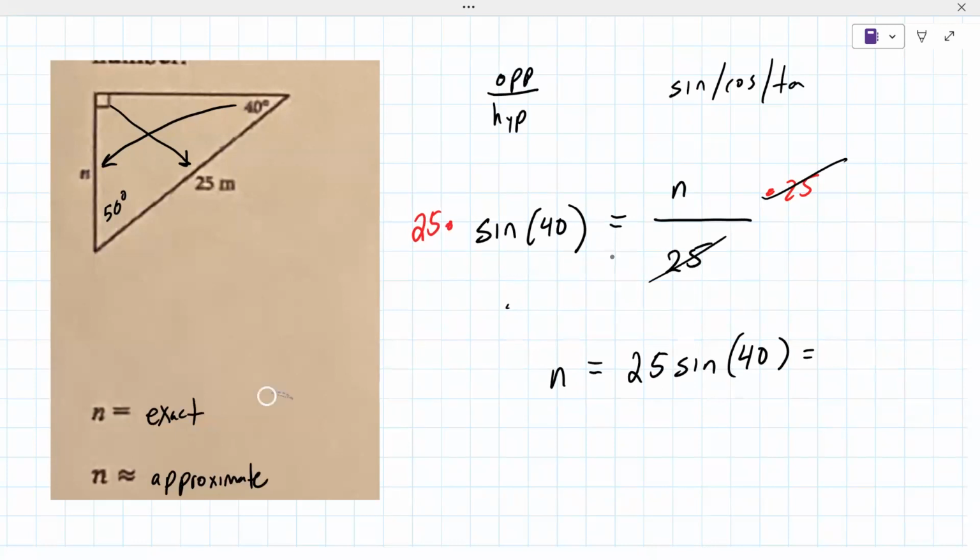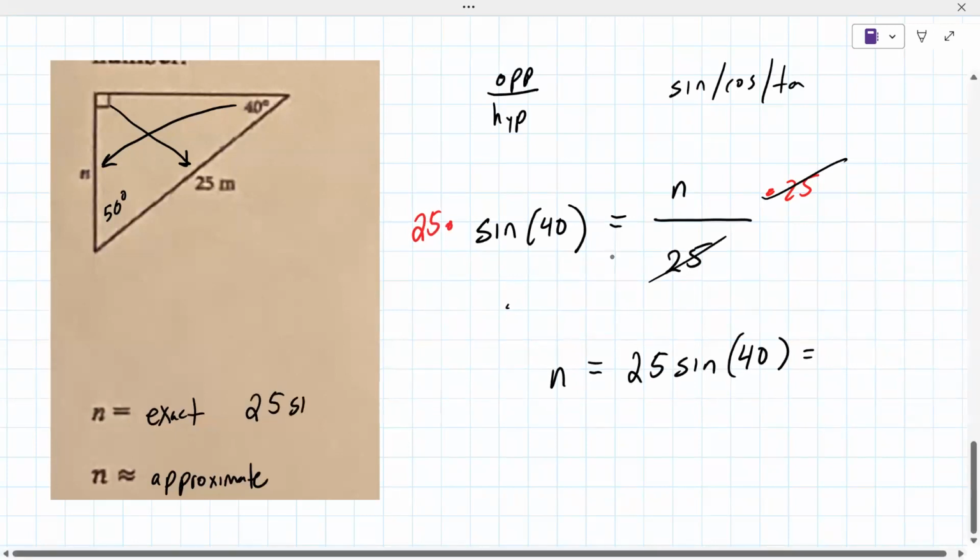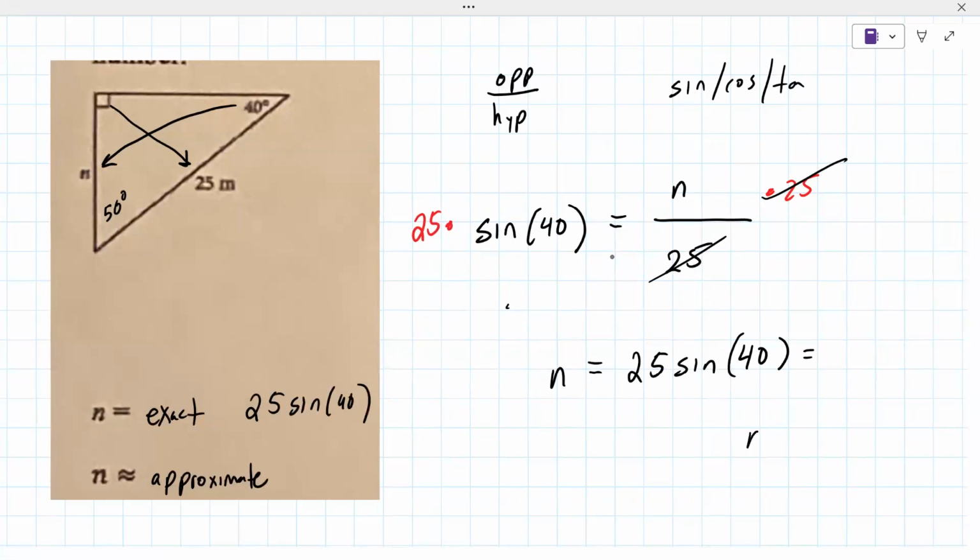I have to type that into a calculator. So 25 sine 40 is the exact answer, and make sure your mode is in degrees. That's important. And so you'll get the approximate answer. Let me start typing that in. This is all just sine, so that'd be 25 sine 40.